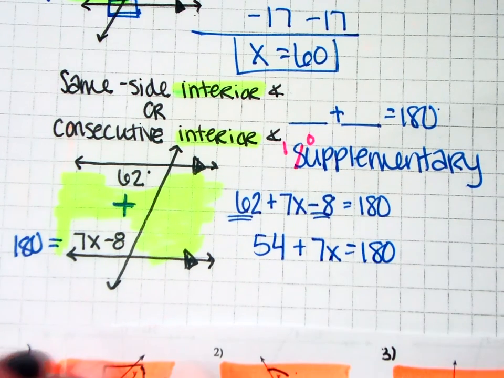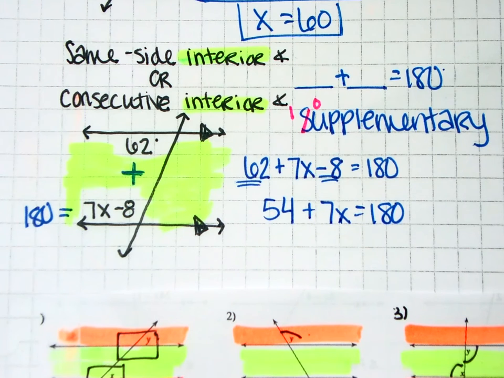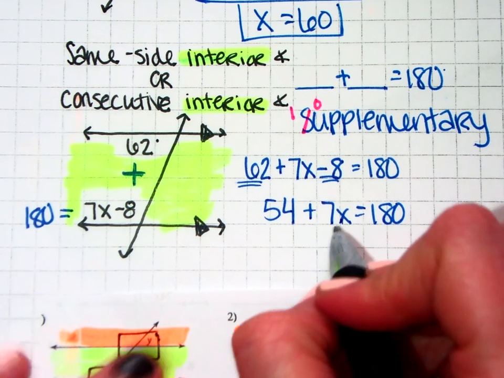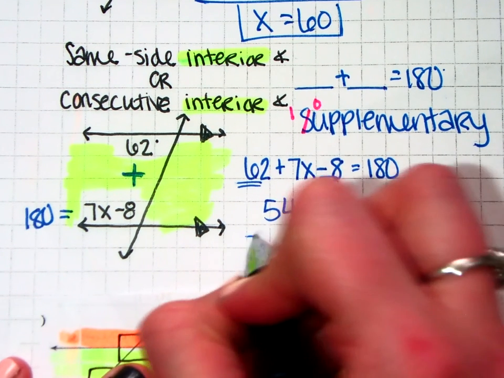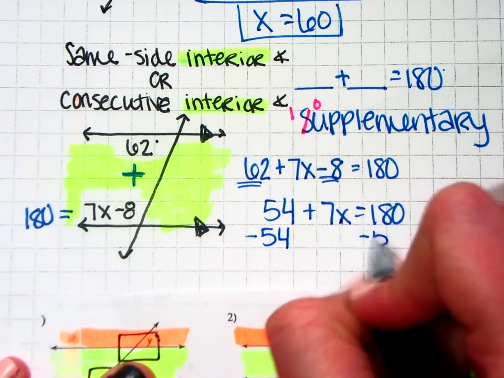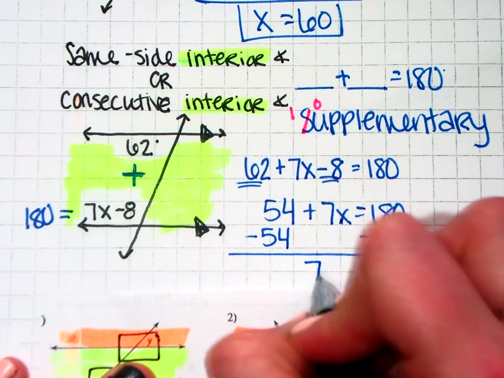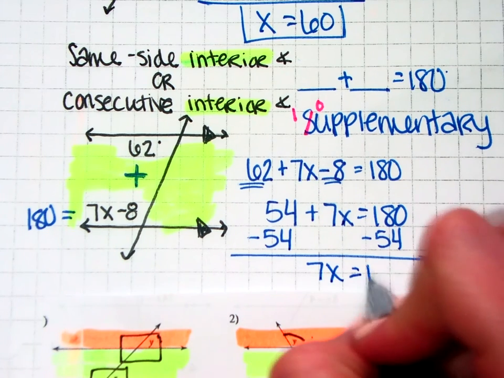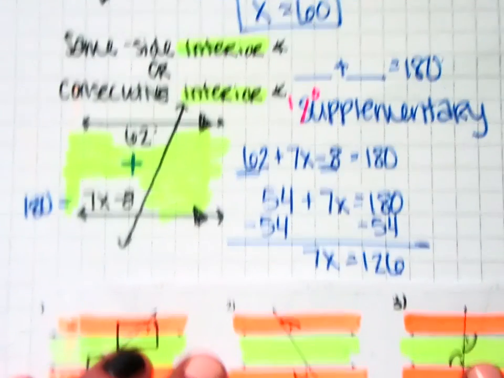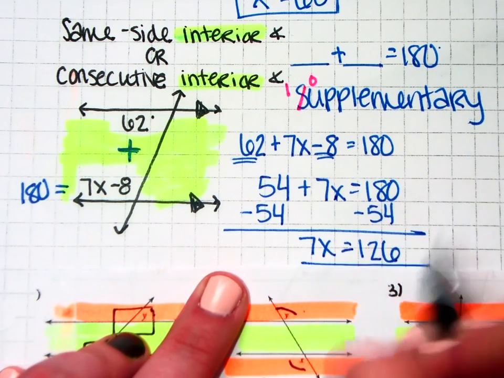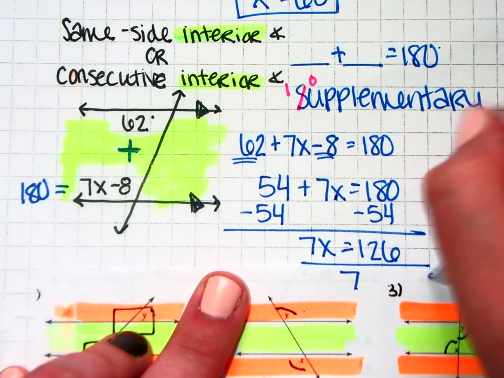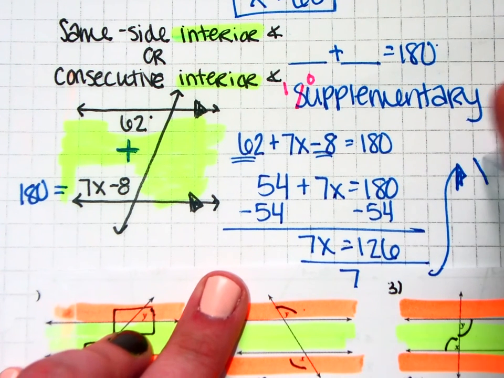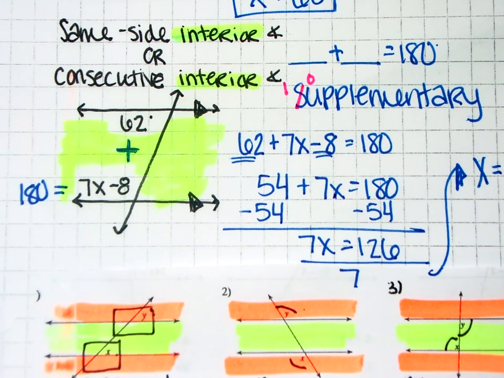And remember, this is called combining like terms, or CLT, which is what we did when we talked about proofs. My goal is to isolate x, so I'm going to subtract the 54 from both sides. 7x equals 180 minus 54, which is 126. So 126 divided by 7 is 18.